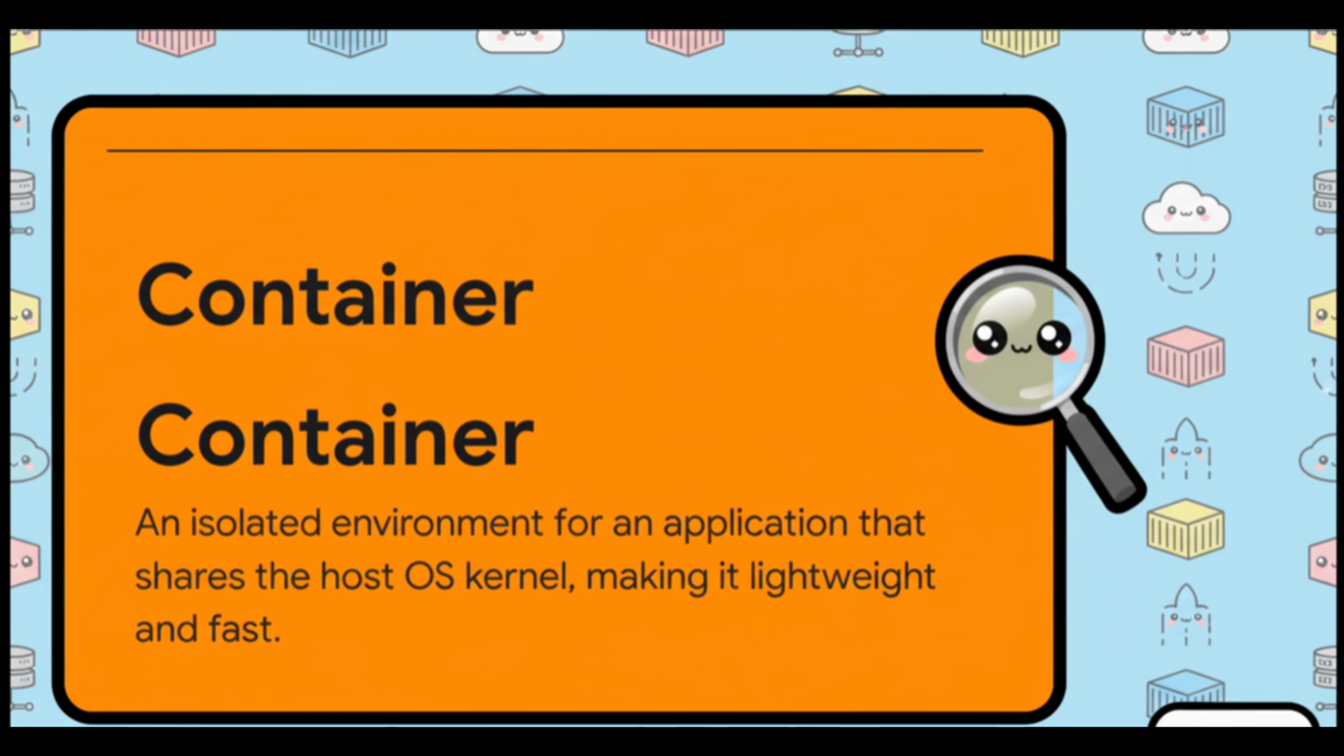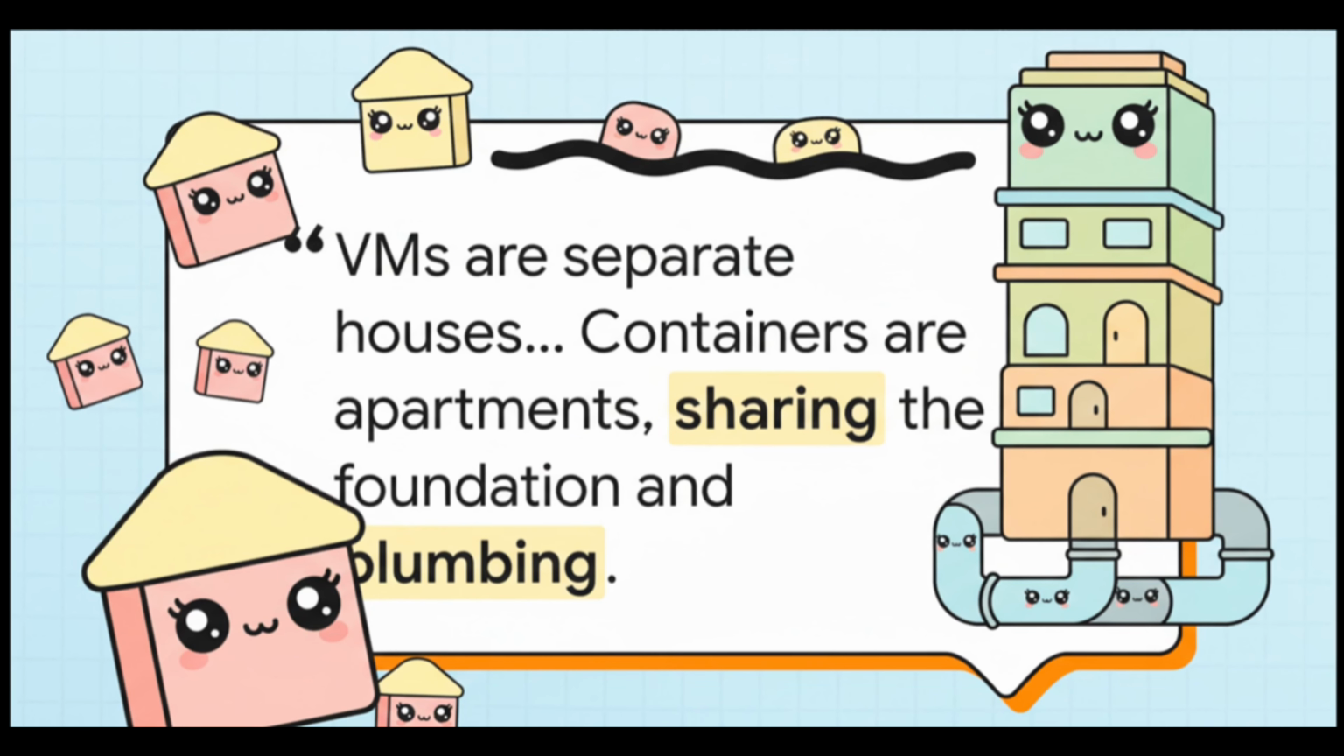This is honestly the best analogy for it. If VMs are like separate houses, each with its own foundation and plumbing and electrical system, then containers are like apartments. They all live in the same big building, and they share that core infrastructure, the operating system kernel. But they each have their own private space and their own locked doors.